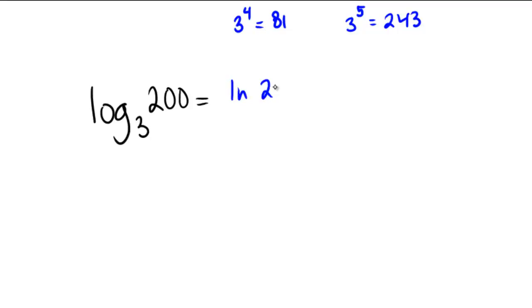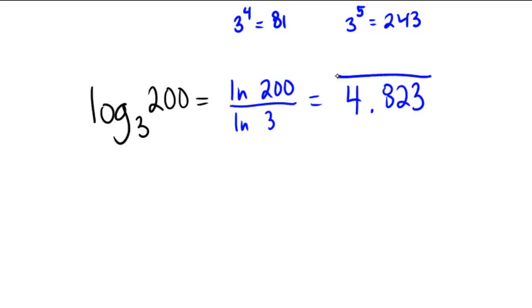Let's see. ln of the number 200 over ln of the number 3. Sticking that in my calculator, ln of 200 divided by ln of 3, and if you followed along, did you get the answer of 4.82 and then 27? I'll put a 3. Looks like the answer here is 4.82.